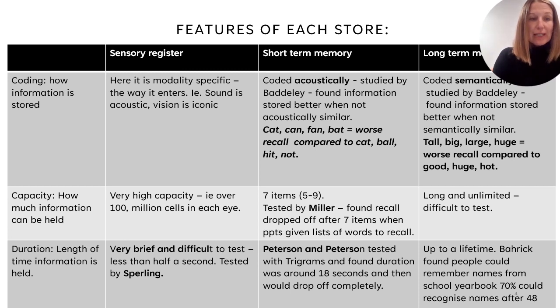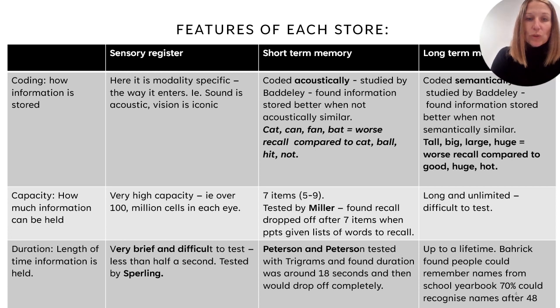So coding is how information is stored. For the sensory register, it's very simple. It's the way that it enters. The term for that is modality specific. So sound is acoustic. Me talking, that's acoustic. That's going into your sensory register. Hopefully you're paying attention to it, and it's going into your short-term memory. Vision is iconic. So again, if you see a sparkler, the shape that makes, that's just the icon that's going into your sensory register.